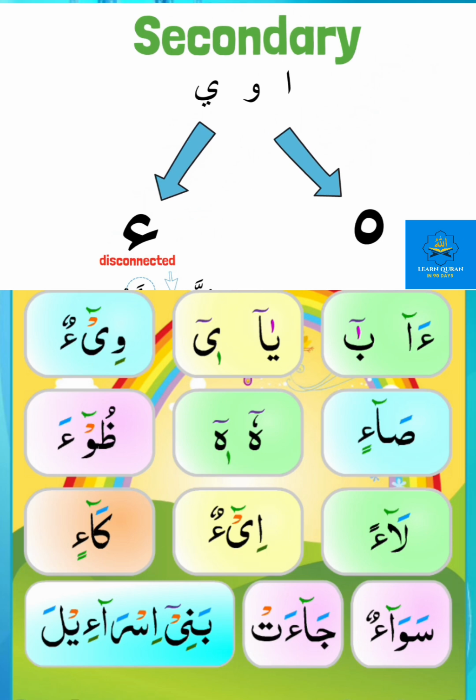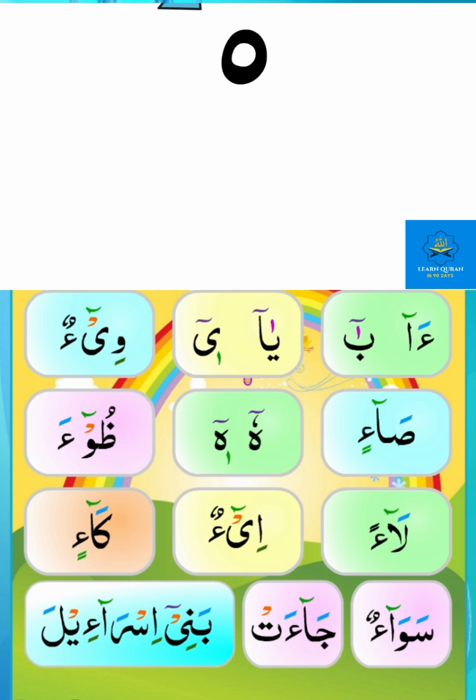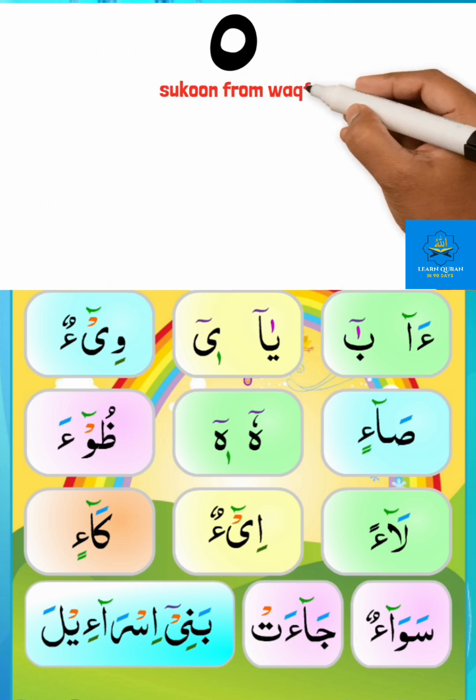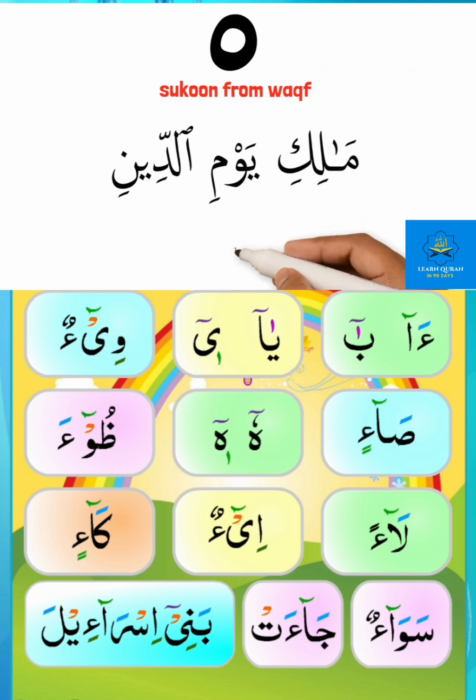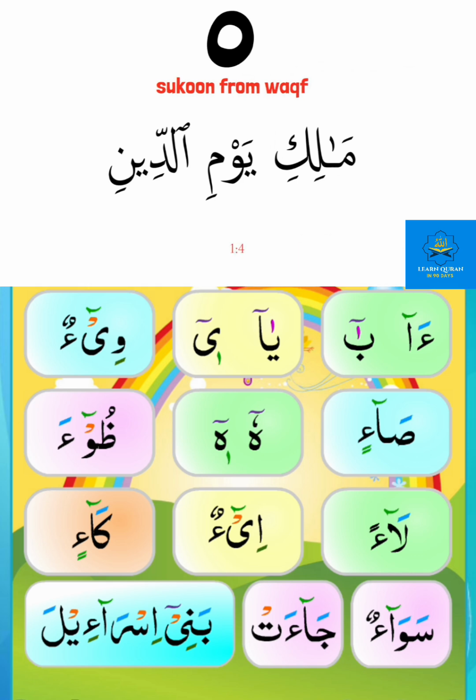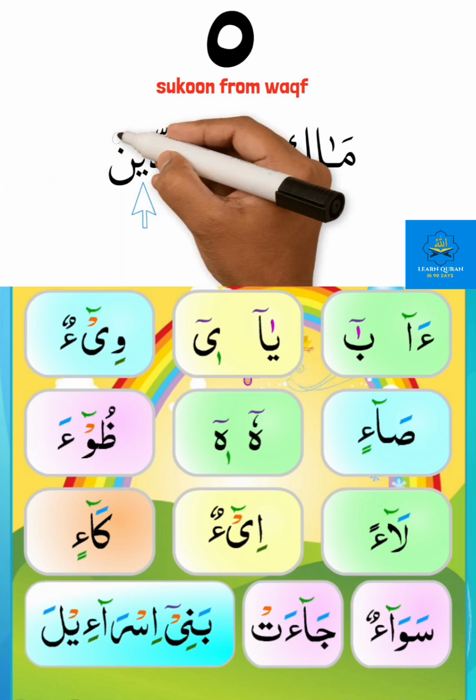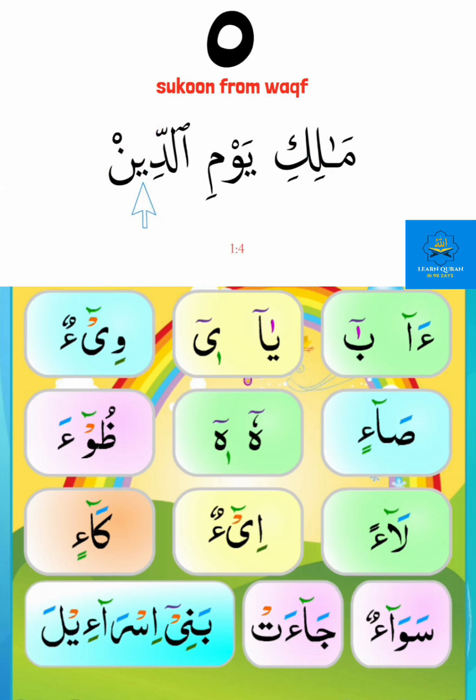Another time where you have to lengthen the mad is when you see a Sukun after the long vowel. In this situation, we also have 2 scenarios. The first scenario is when we create a Sukun when it comes to the rules of waqf, i.e. stopping. For example, we see a long vowel. When we come to a stop, we change the last vowel to a Sukun, as per rules of waqf.